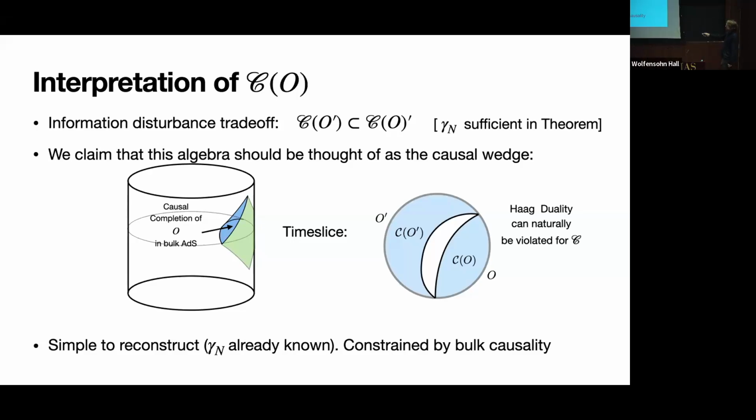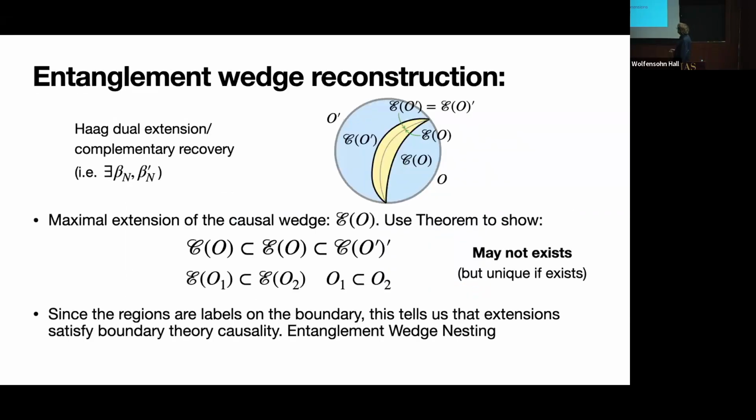This is if we actually have a gravitational dual. And if I project this to a time slice, typically you're going to see violations of Haag duality. That means if I think about the causal wedge for the boundary region O versus O prime, there's going to be a gap in between. So this Haag duality has been violated in the limit as n goes to infinity. The other thing that identifies this as the causal wedge is that these operators, these gamma n, are simple reconstruction operators, and they're constrained by bulk causality.